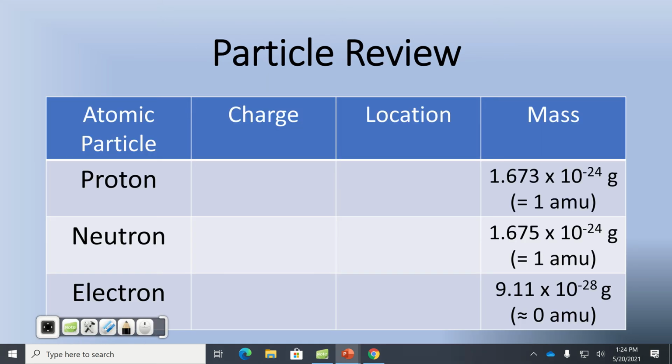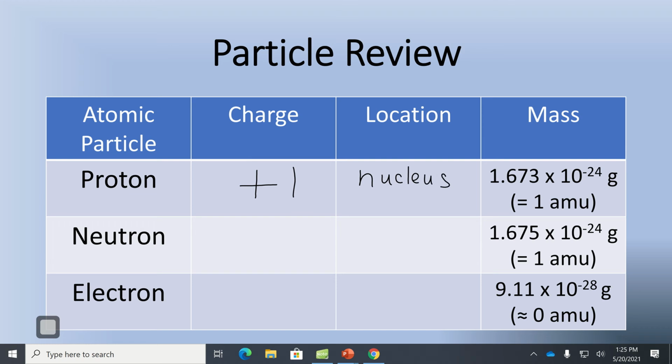So if we break that down again, the proton has a positive charge. When we eventually really need it, we will say it's a positive 1 charge. And they are found in the nucleus. You can see over here, now I have the mass. The mass of a proton is 1.673 times 10 to the negative 24th grams. Now that is obviously very, very small.